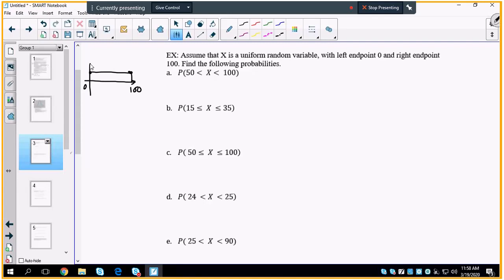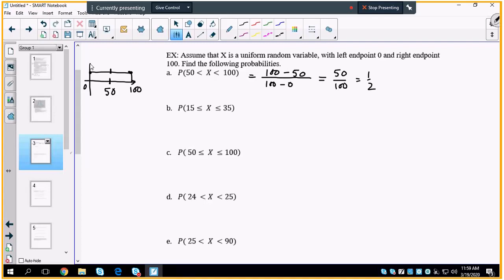So what I'm wanting for the first example is the length of the straight line if instead of starting at 0, I start at 50. The end point is still 100, so 100 minus 50 over the total range, which is 100 minus 0. So this one is 50 over 100, and hence the probability is 1/2.